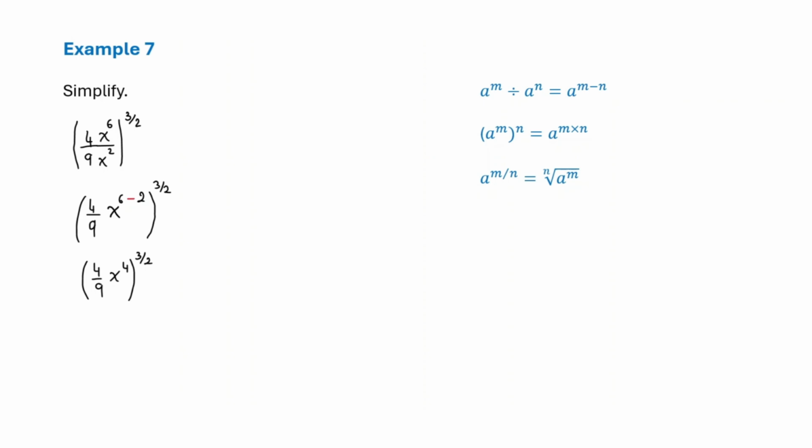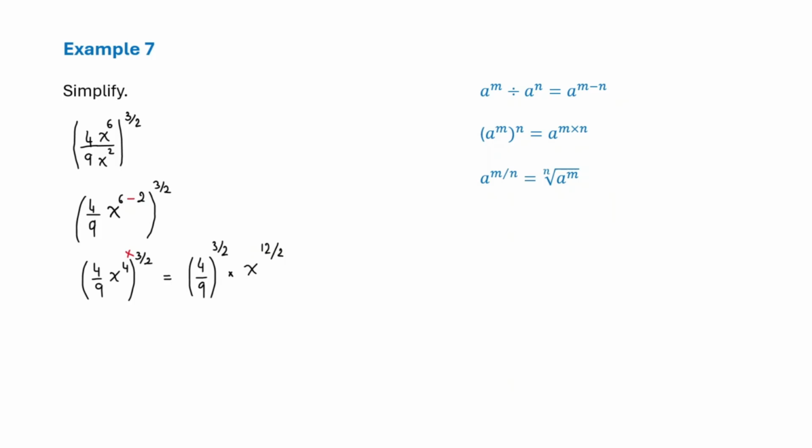Remember, with the power of a power rule, we keep the base and multiply the exponents. The exponent of 3/2 applies to everything inside the brackets. So we can split the expression into 4/9 to the power of 3/2 multiplied by x to the power of 12 over 2. Now let's simplify 4/9 to the power of 3/2 using the fractional power rule.